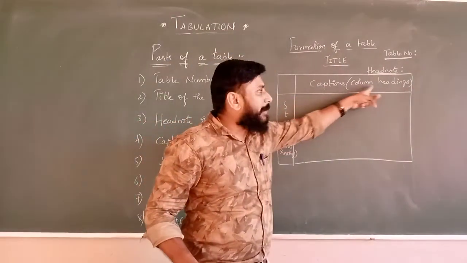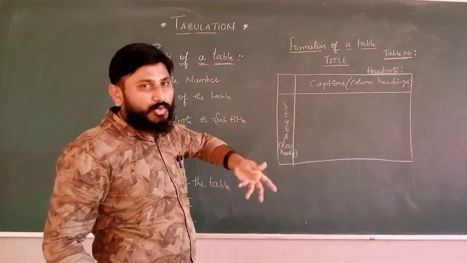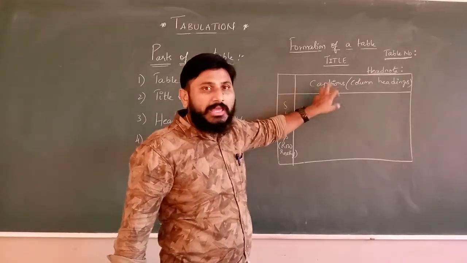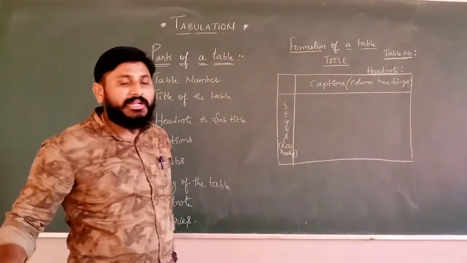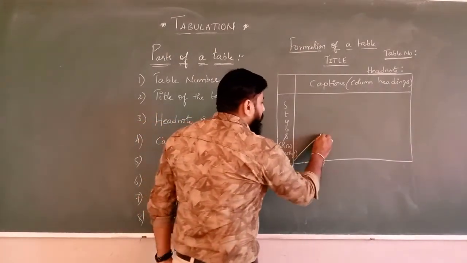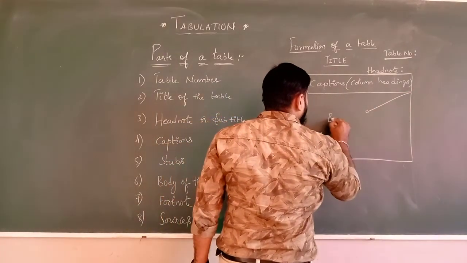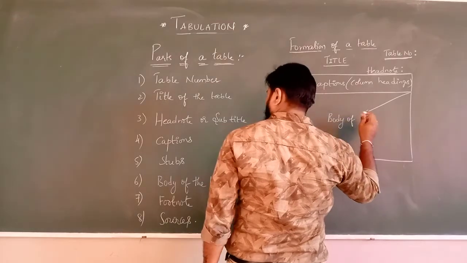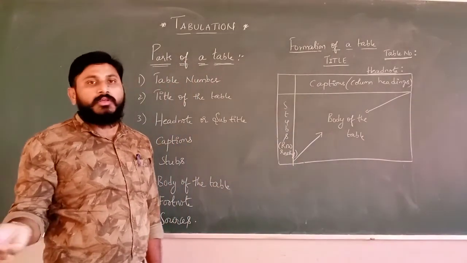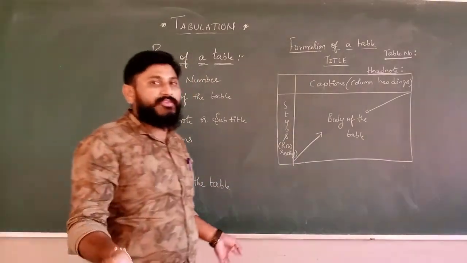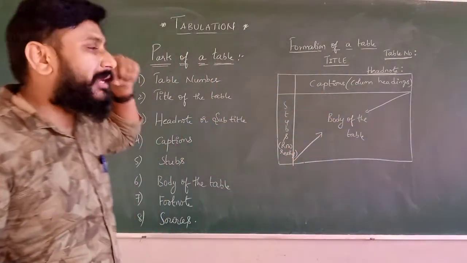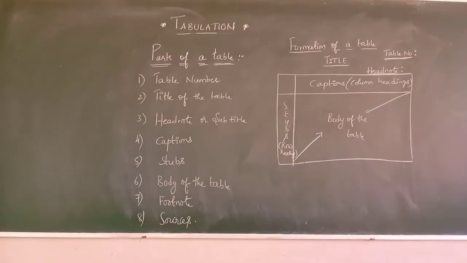Remember, if you write the captions here, in any numerical form, class interval or any kind of thing, if you are taking it in column headings, that itself is called a caption. And anything you take in rows is called a stub. Next, body of the table. The body of the table includes numerical facts, non-numerical facts, anything. In the center of the table, the numerical facts are included.